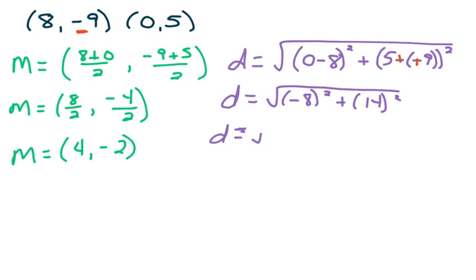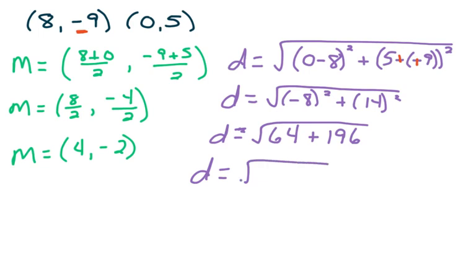Now again, notice as I said in the beginning, negative 8 times negative 8 is going to be a positive 64. That number is going to be positive. 14 times 14 is 196. That's positive. You will always have two positive numbers right there that you are adding together. When I add those together, I'm going to get the square root of 260.